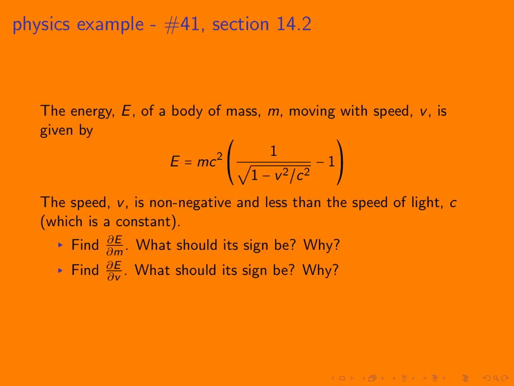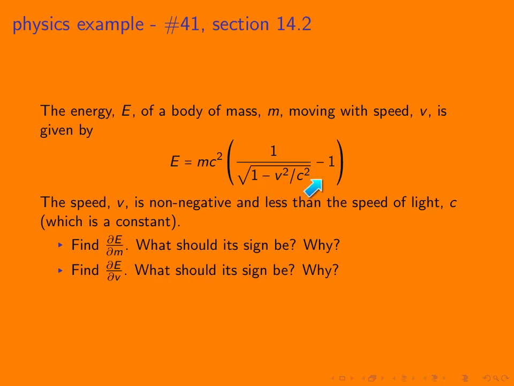So let's do one more example from physics. This example is about the energy of a body of mass m moving with a speed of v, and presumably this is a relativistic thing because this energy has a factor that has to do with the speed of light. So the energy of this body is given by mc squared times this factor, which takes into account the percentage of the speed of light that the object's traveling.